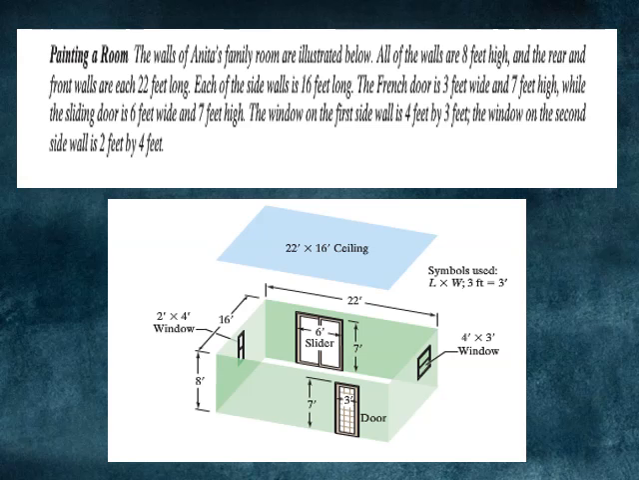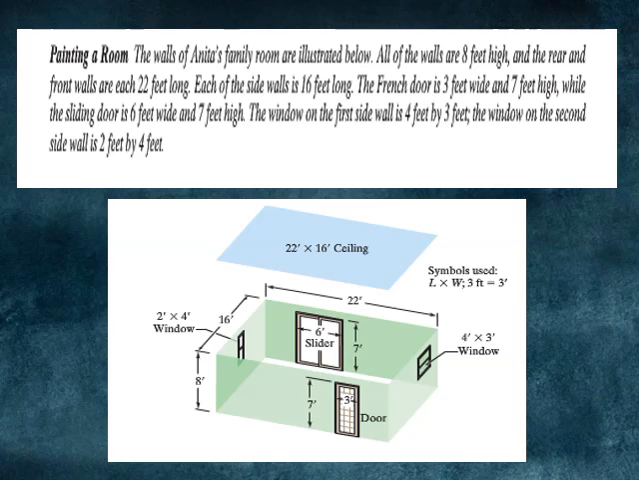Okay, so here we're going to call it a family room. So let's say you live in a house and you have a family room in your house. What it's asking us to do is read the two-part word problem, and we're going to focus on one thing at a time. So instead of trying to work it out all together, we're going to focus on part A and then focus on part B.